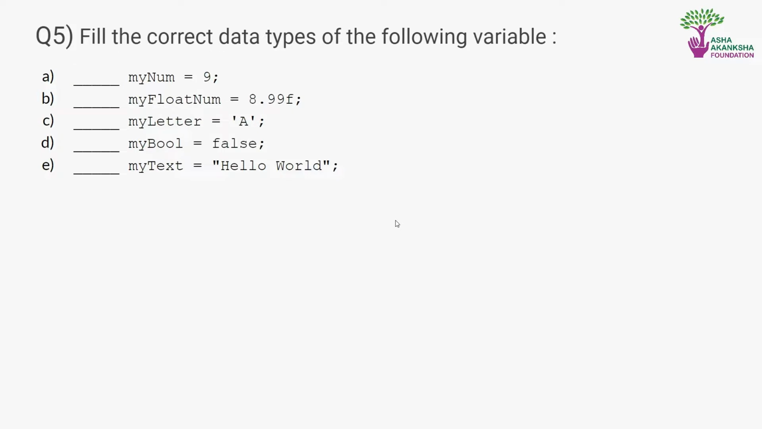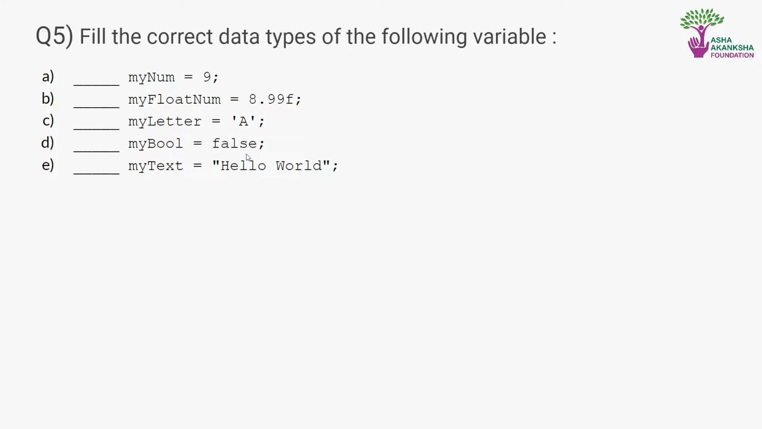Next, question number 5. Fill the correct data types of the following variables. So myNum 9, this we can fill in as integer. Then B, myFloatNumber 8.9 with F. The F here suggests float, so this is a float variable. Next, myLetter, which is A in single quotation marks. This is a character data type.